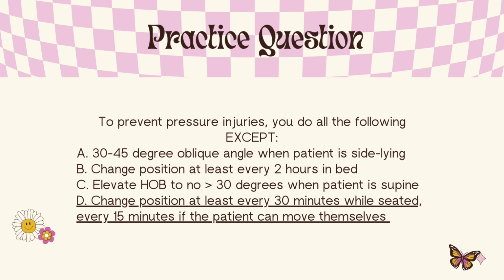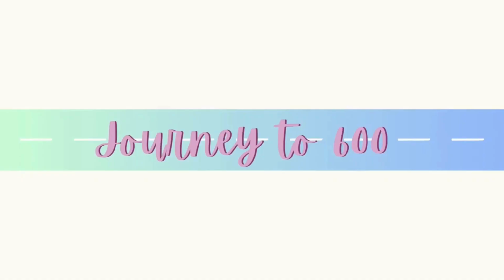Change position at least every 30 minutes while seated, every 15 if the patient can move themselves. This is a half truth. You need to change a patient's position every hour while seated, not every 30 minutes. Every 30 minutes is, I wish, but that's not what happens in the real world. But the truth of this question is if a patient can move themselves, they need to do it every 15 minutes. But in reality, healthcare workers reposition every hour while the patient is seated. So that is why D is what you don't do.